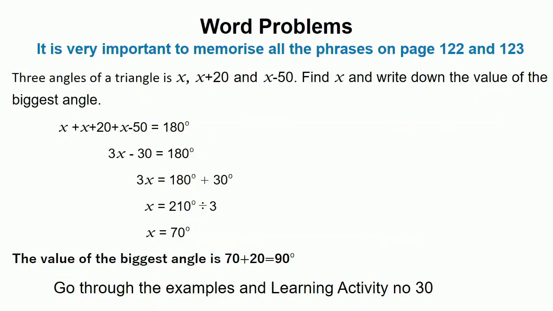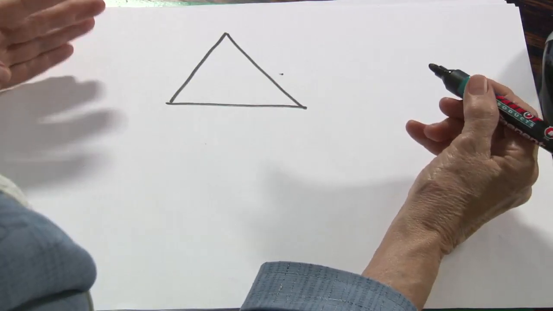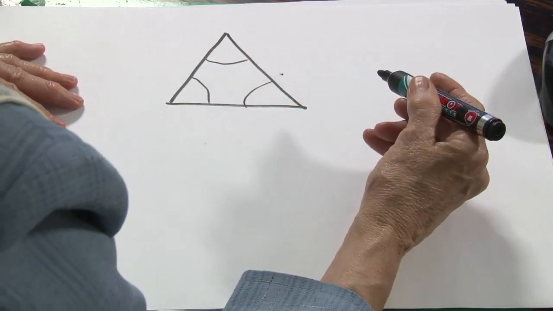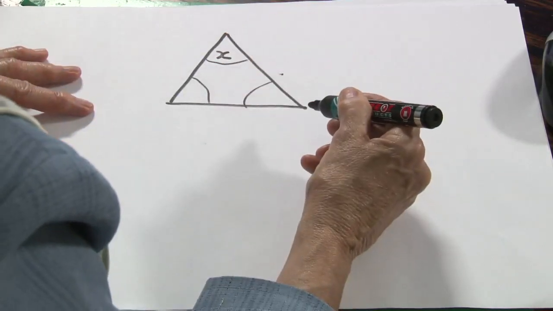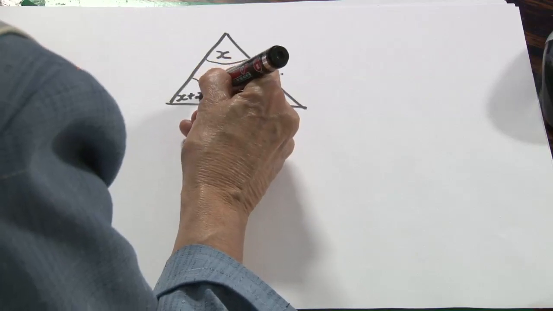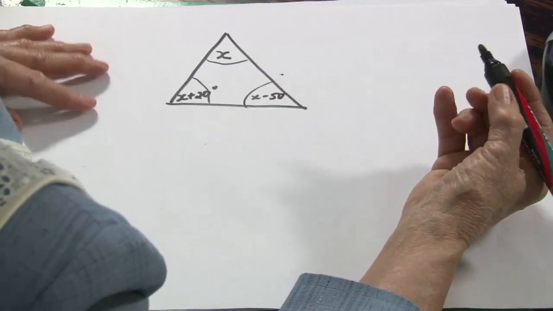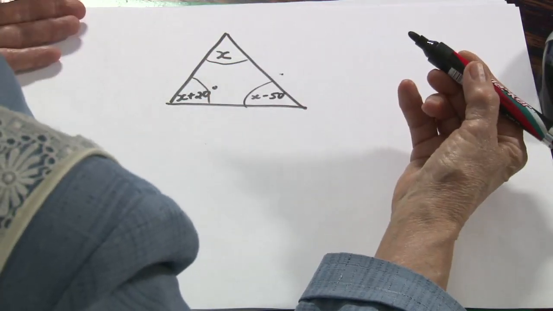The 3 angles of a triangle. Okay, you imagine yourself. You can even draw a sketch. Let's make a sketch. I just read the first few words. There's a triangle, 3 angles of a triangle. There's my triangle. I've got 3 angles, 1, 2, 3. What do they say further? The 3 angles of a triangle is x, that's my 1, comma, x plus 20, that's the next one, and x minus 50. There's my triangle. And I know 3 angles of a triangle add up to 180.